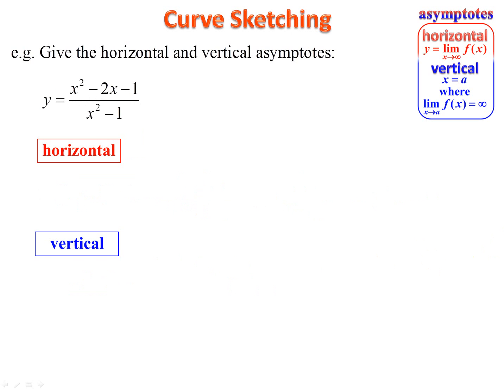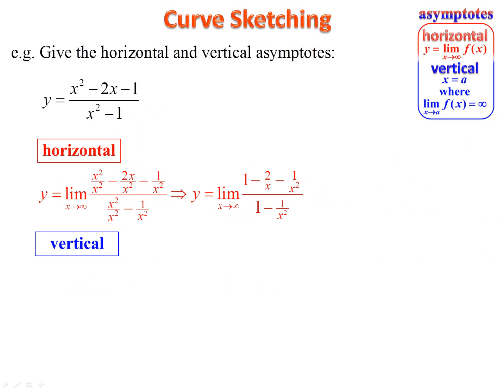Here's another one. So to find the horizontal asymptote, we find the limit. Notice I've divided everything by x squared because x squared is the highest power within the numerator and the denominator. Simplifies to that. Both of those, even though this is x squared, and that's just x, both these will tend to 0, and that'll tend to 0 as x tends to infinity. So I'll end up with 1 over 1, y equals 1, there's your horizontal asymptote.